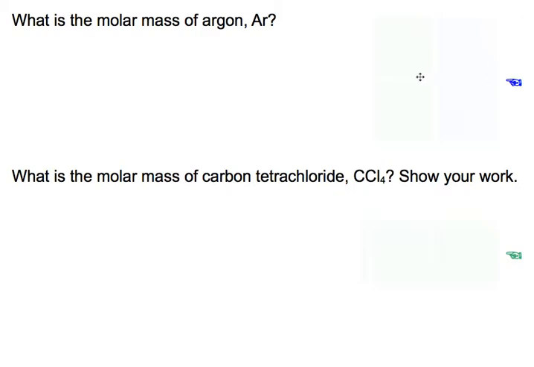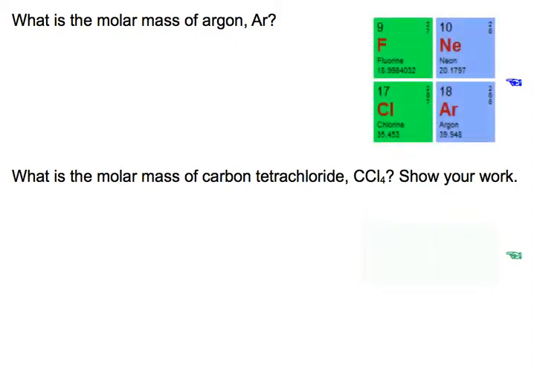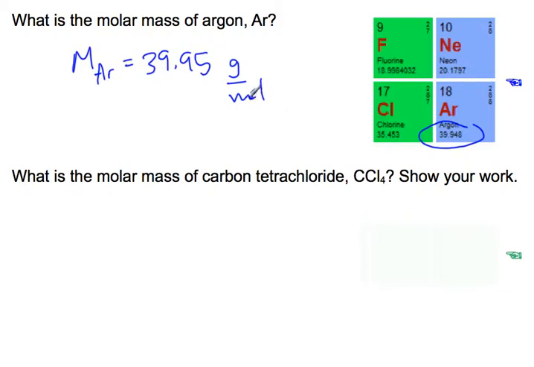So what is the molar mass of argon? Well, if we looked on our periodic table, we'd see argon here, and there is the atomic mass, so we just have to write that, but we use the capital M, which means molar mass. Then it was 39.95 grams per mole, because it's 1 mole, molar mass. So pretty straightforward. Well, what about if you want to find the molar mass of carbon tetrachloride?